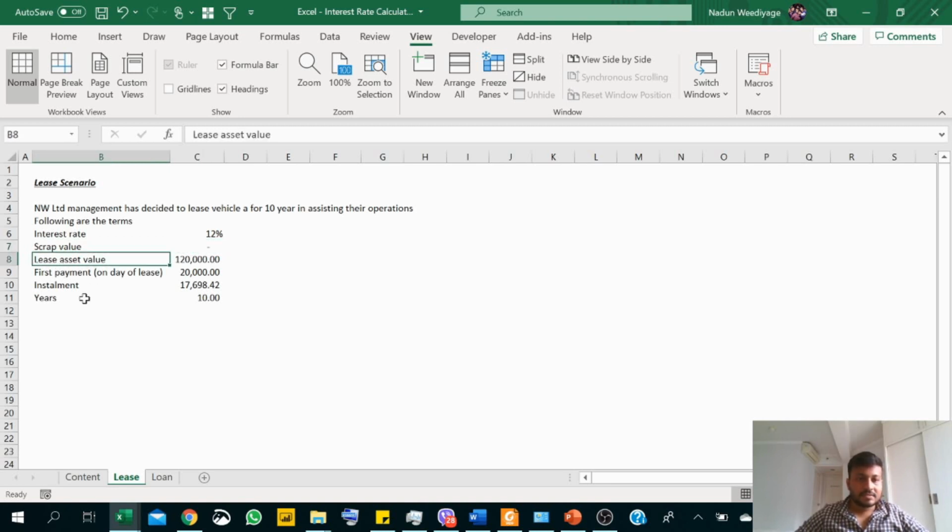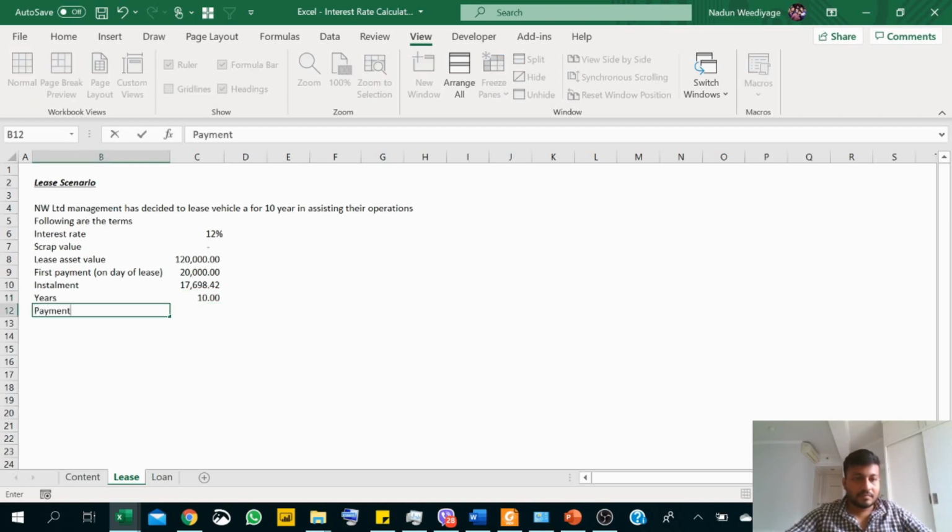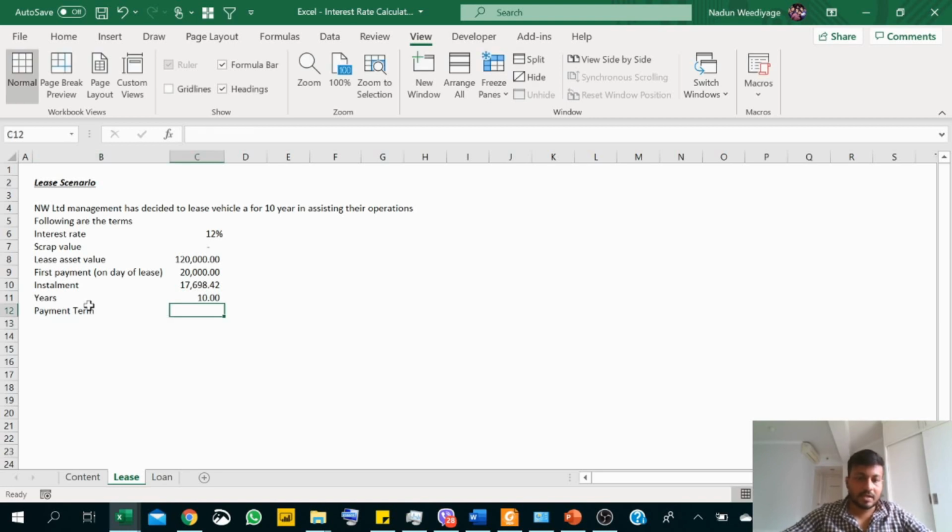The lease asset, or the vehicle value at the beginning of the lease period, is $120,000. The first payment on the day of lease is 20,000, and the installment given by the leasing company is $17,698. The number of terms is 10 years, and the payment term is annual.